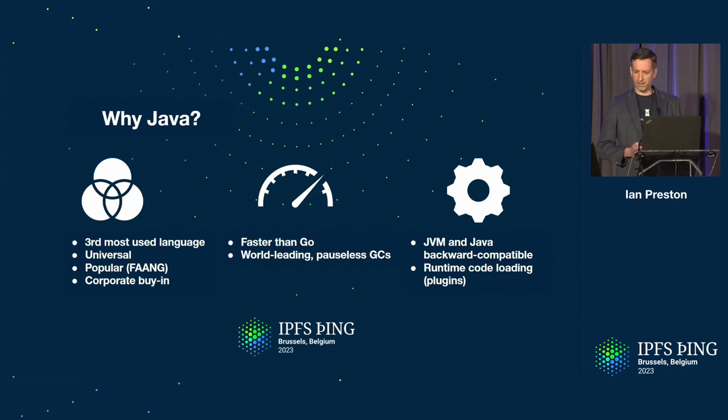I think some people here found that trying to run a Go binary at Microsoft is actually a big problem, whereas they're totally set up to run Java. This actually surprised me, but it's apparently faster than Go, according to the Debian benchmarks game. It has world-leading pauseless GCs. JVM and Java are extremely durable and backwards compatible. I've personally run code that I wrote 20 years ago, unmodified, and it still works. And runtime code loading, i.e. plugins, are a first-class citizen.